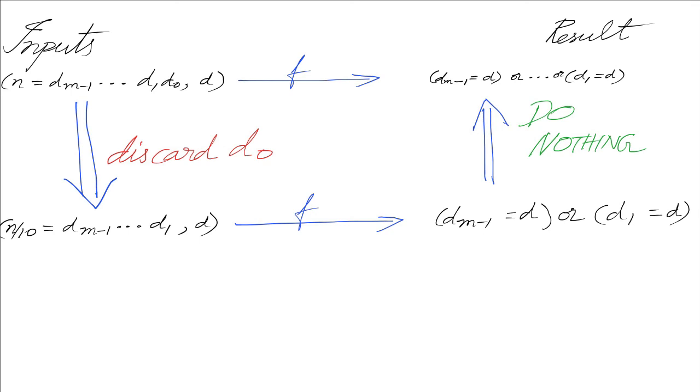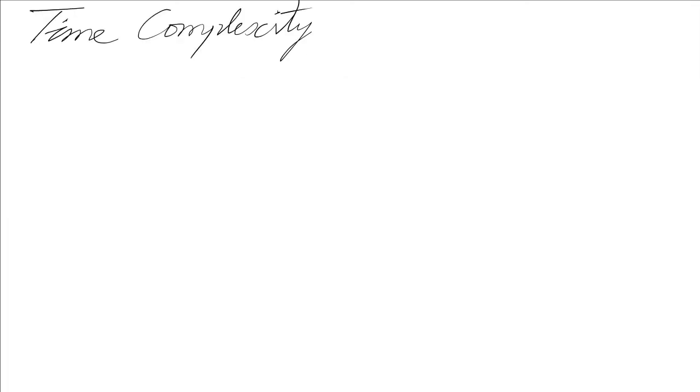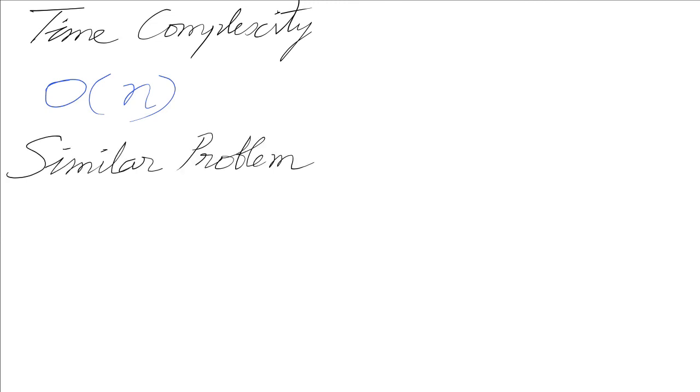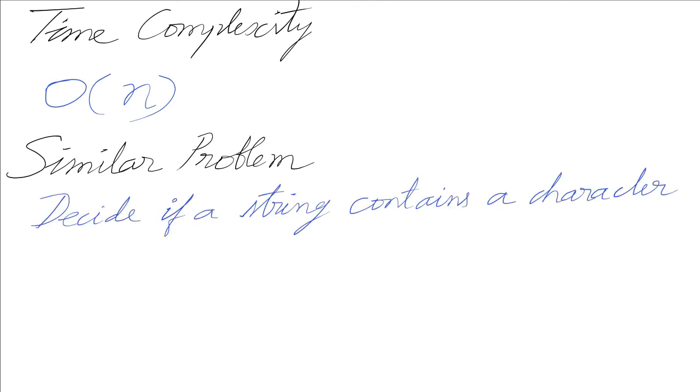The decomposition divides the input by a constant 10. The size of the problem is only reduced by a unit. The time complexity is linear with respect to the number of digits of n. Here is a similar problem. Decide if a string contains a character.